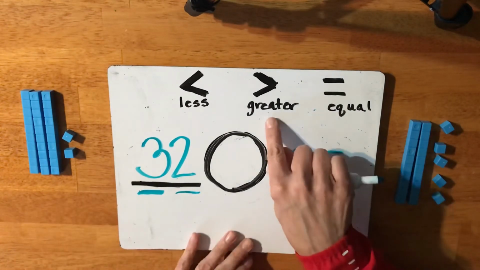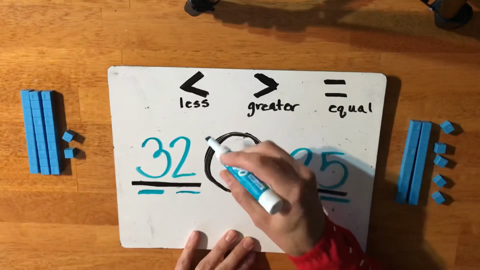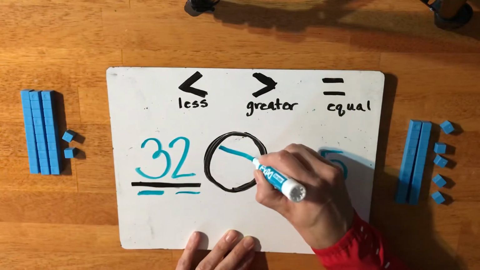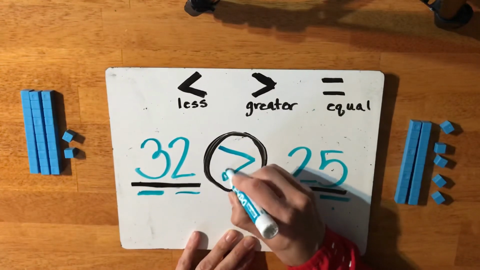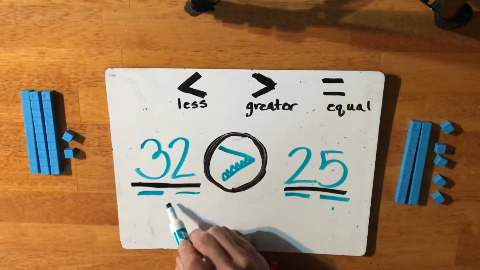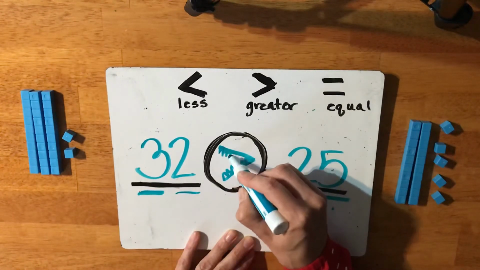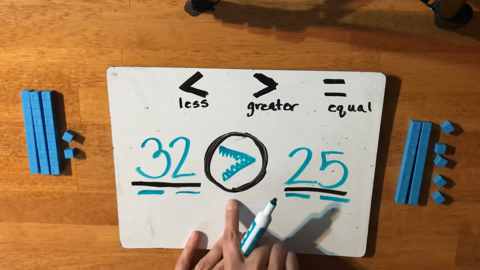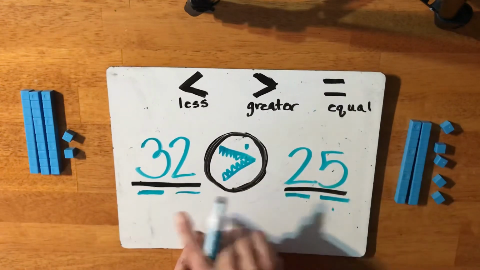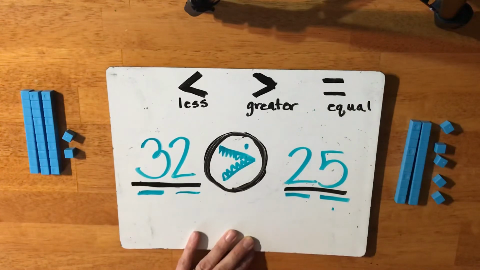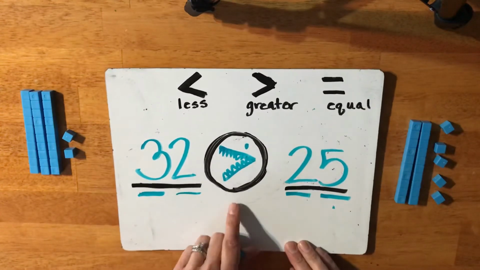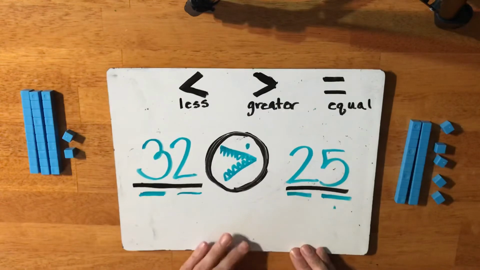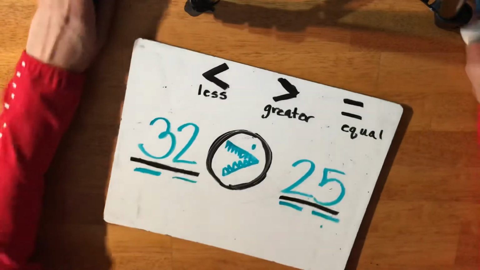So I'm going to use this symbol because the mouth wants to eat the larger number. And here we're talking about jelly beans. There are 32 jelly beans and 25 jelly beans. The alligator is going to want to eat the 32 because there's more. So 32 is greater than 25. All right, let's try one more.